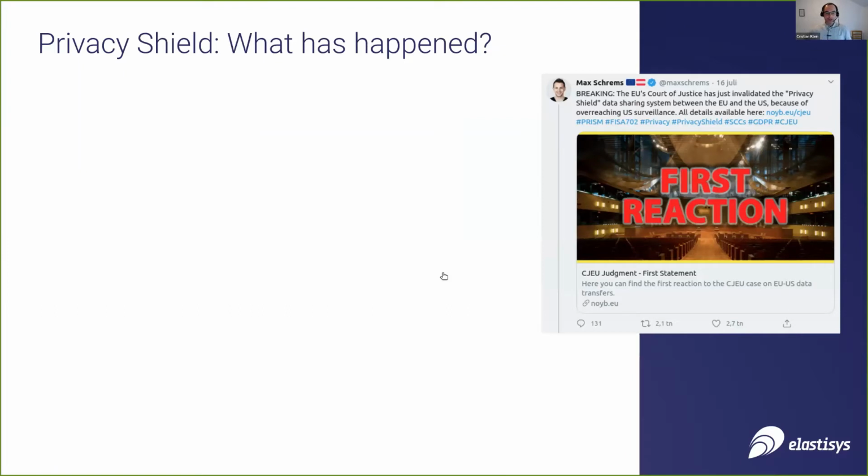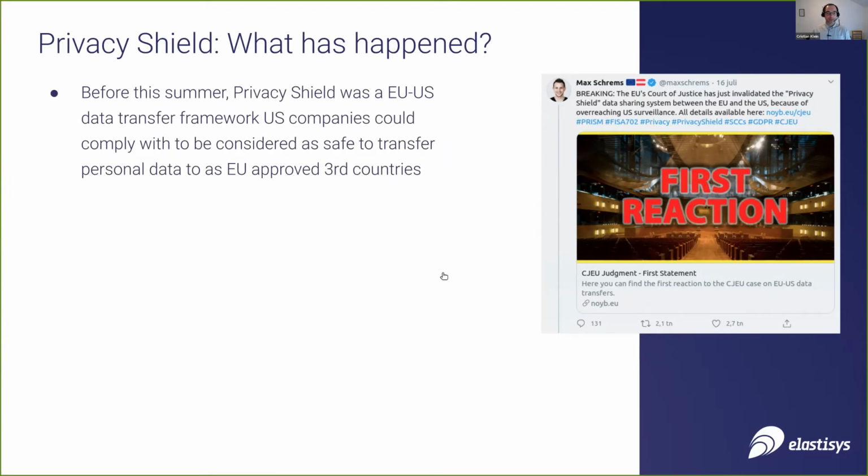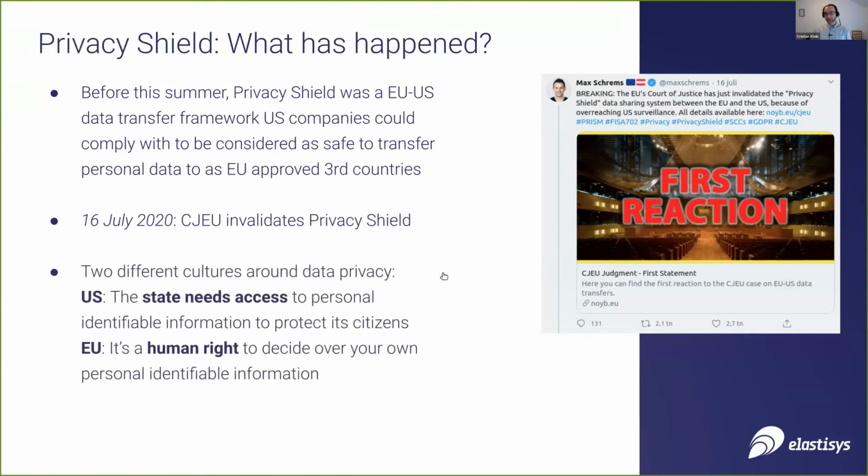Now, until this summer, there was Privacy Shield, on which very many companies were relying for legally transferring data across the Atlantic. However, this was challenged during the summer, and basically the European Court of Justice ruled that Privacy Shield can no longer be upheld. And it's quite an interesting read to see why exactly they reasoned about this. Suffice to say that it basically boils down to a different culture around data privacy. In the US, the state needs access to personal data in order to protect its citizens, whereas the EU sees it as a human right to be allowed to have your privacy.